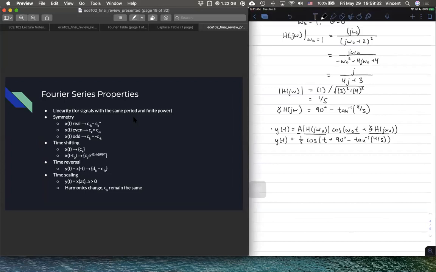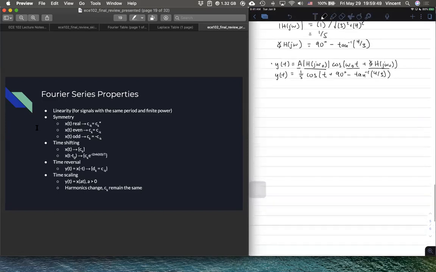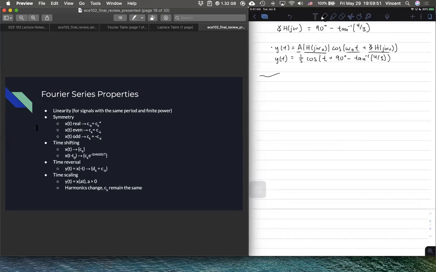So some simple properties of the Fourier series. First, the Fourier series is linear, for signals with the same period and finite power. And there are also these important symmetries. Let me write down the cosine expression again: cosine of x equals 1/2 e to the jx plus 1/2 e to the negative jx.